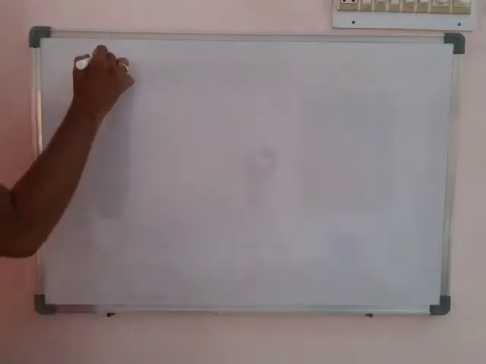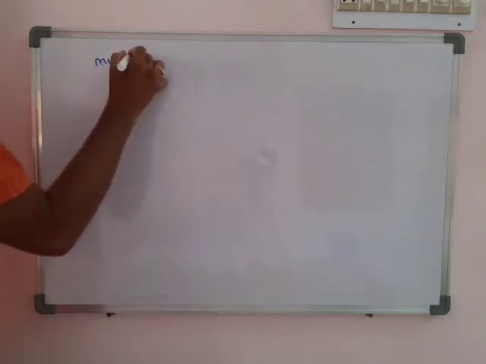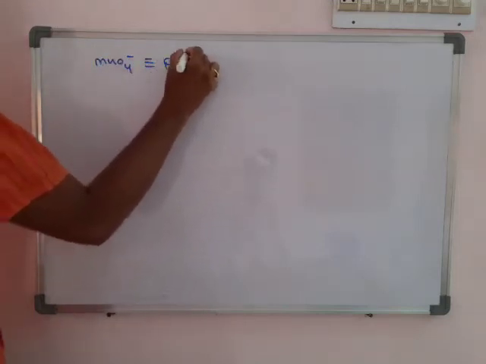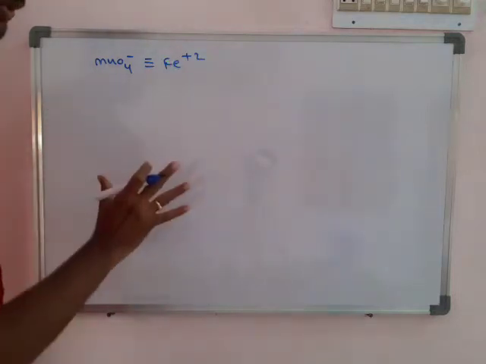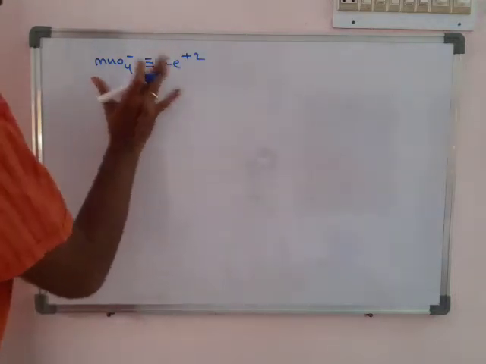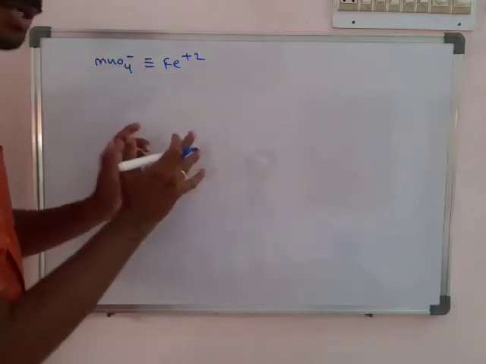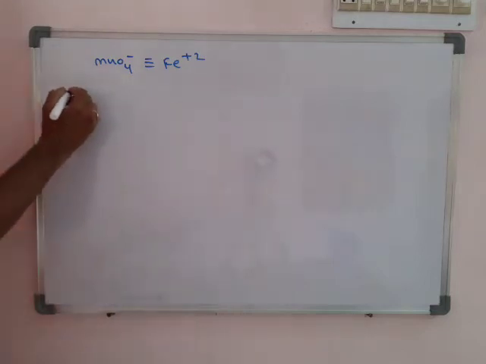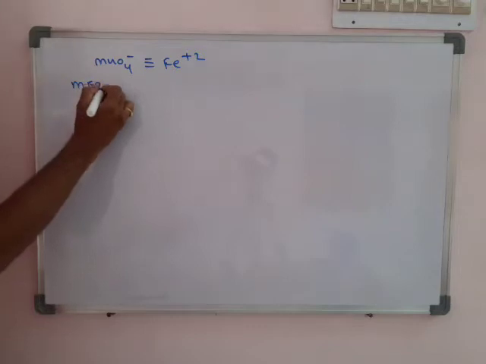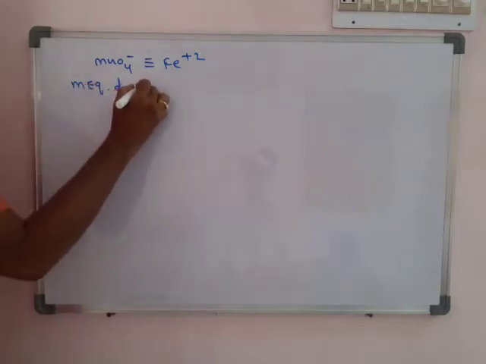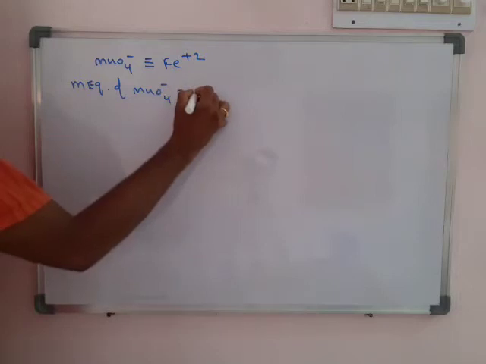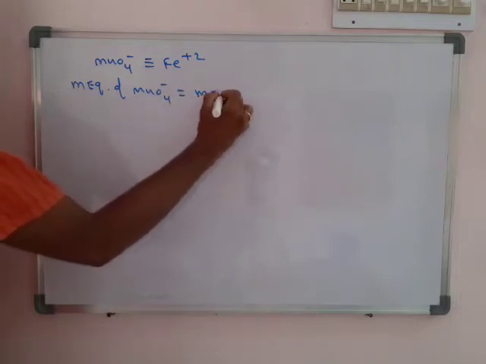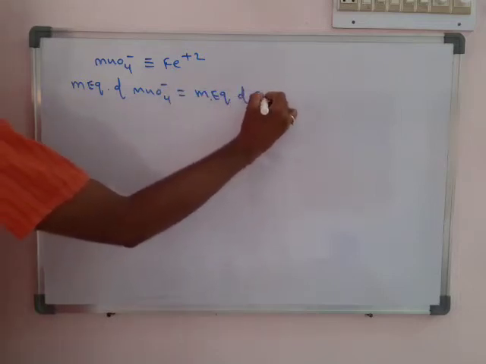So here MnO4 minus is exactly, 100 percent, equal to Fe plus 2. Both are reacting parts. So the two reactants, MnO4 minus reacts with Fe plus 2. So for the reaction to be perfectly complete, their milli equivalents should be equal. So therefore milli equivalents of MnO4 minus are equal to milli equivalents of Fe plus 2.